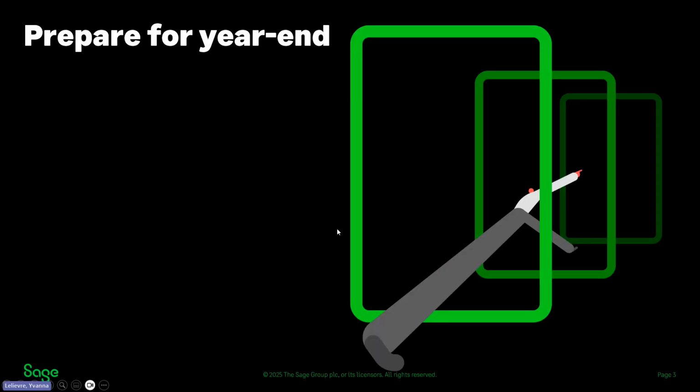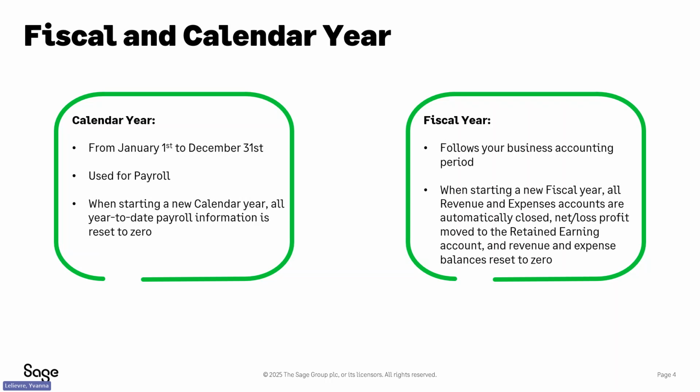So let's start with how to prepare for the year-end. What is important to know is that in Sage 50 Canada, there's actually two types of year. There's the calendar year and the fiscal year. The calendar year, as its name says, runs from January 1st to December 31st. It is used in Sage 50 Canada, especially for the payroll and uniquely for the payroll module. When you start a new calendar year, all of the year-to-date payroll information of your employees is going to be reset to 0. And again, it only goes from January 1st to December 31st.